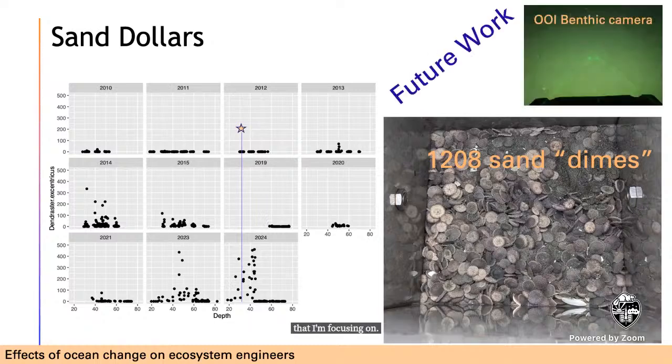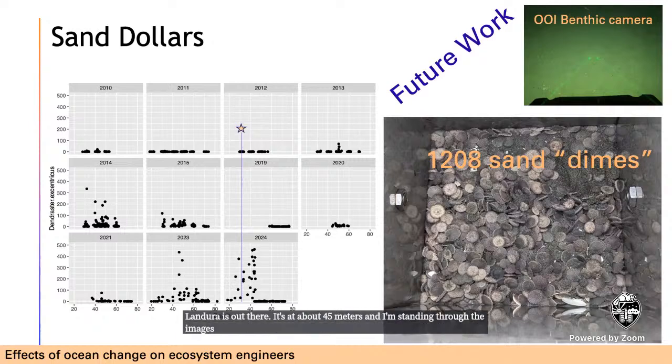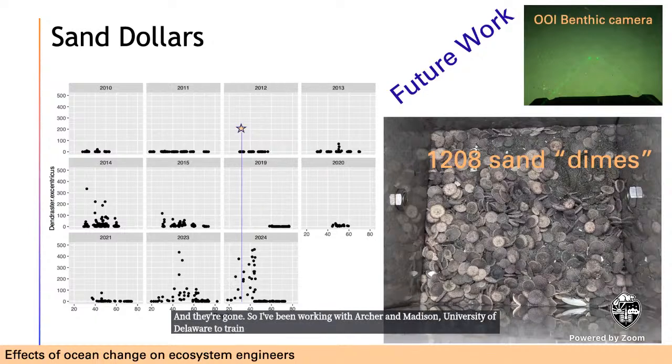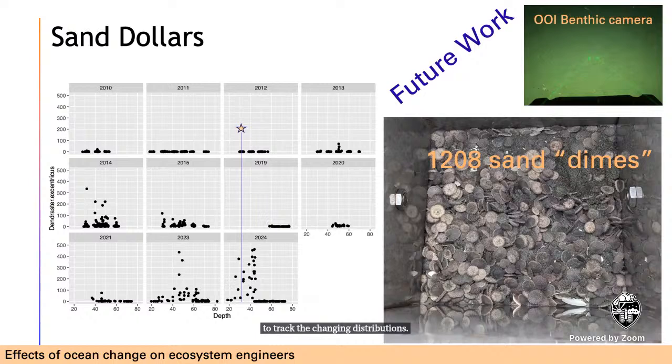Some future work: the OI benthic lander is out there, at about 45 meters. I'm looking at the images, and you can see there are sand dollars in the images, and then they're gone. And then they're in the images, and they're gone. So I've been working with Art Trembanis at the University of Delaware to train a model so we can go through thousands of images from the OI lander to track the changing distributions.